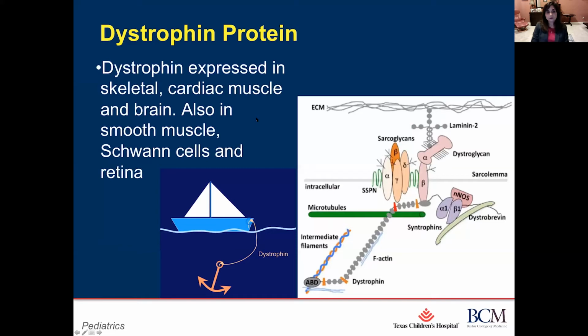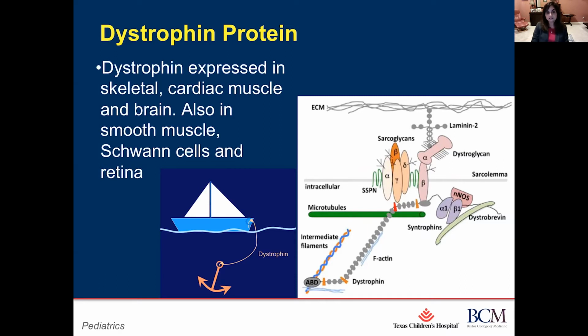Dystrophin protein is not only expressed in skeletal muscle, but also in cardiac muscle. That's why patients develop cardiomyopathy. It is also expressed in the brain. Some patients with Duchenne muscular dystrophy can have developmental problems like speech delay. I have a few patients who developed autism. So you can see different types of cognitive dysfunction, like learning disability and intellectual disability, in these patients.